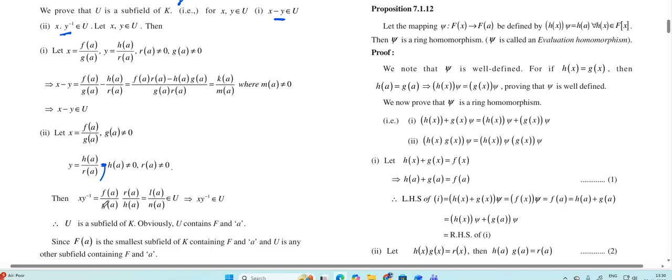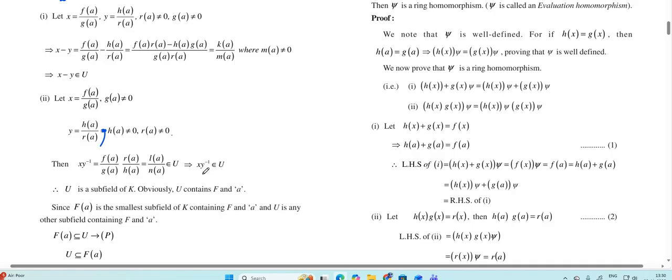So when you consider x y inverse, this is what you get. And again, this is some L of A and this is some N of A. So you have this implying x y inverse belonging to U. Therefore, U is a subfield of K. Obviously, U contains both F and A.